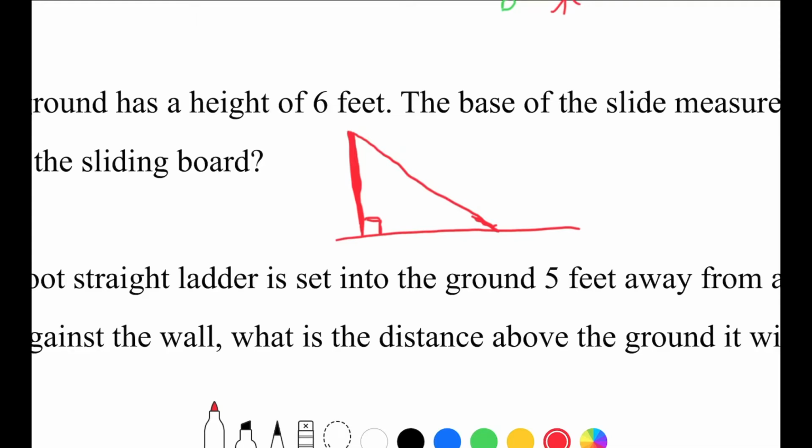Now, the slide is 6 feet, so 6 feet from the ground. And then measured on the ground is 8 feet. So the slide on the ground is 8 feet, so that means from the beginning of the slide to the end of the slide on the ground is 8 feet. And we are asked, what is the length of the sliding board? So what is this measurement?